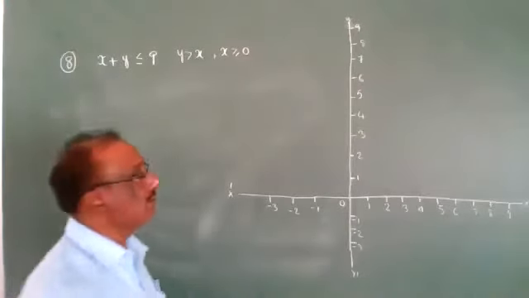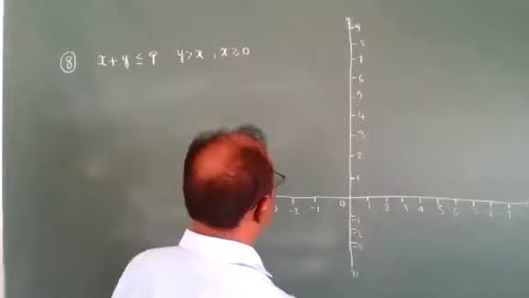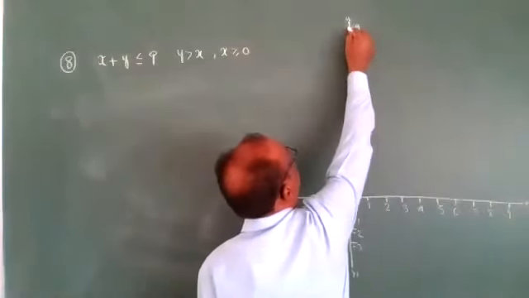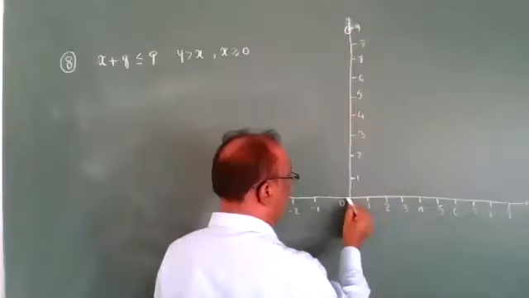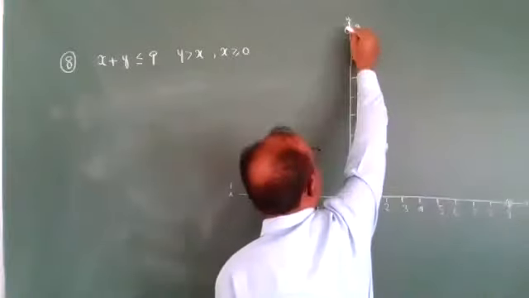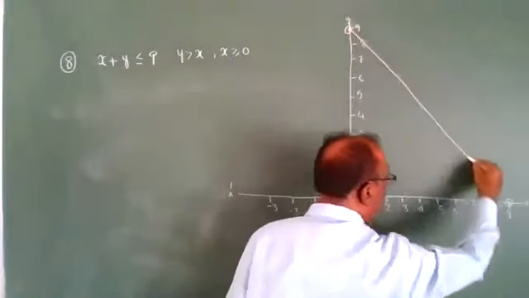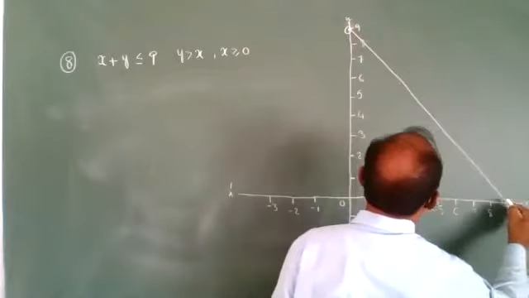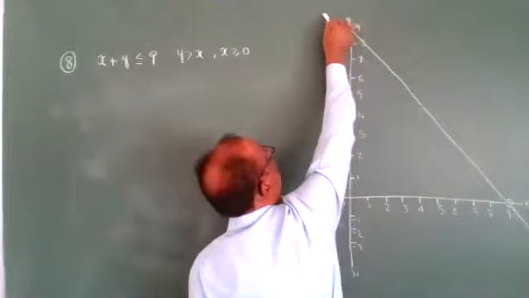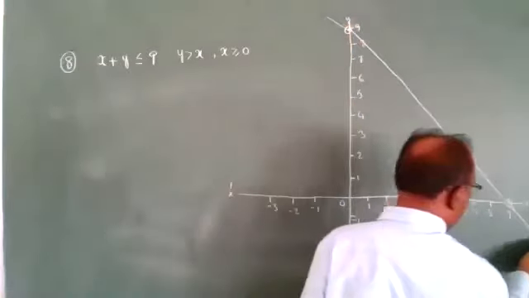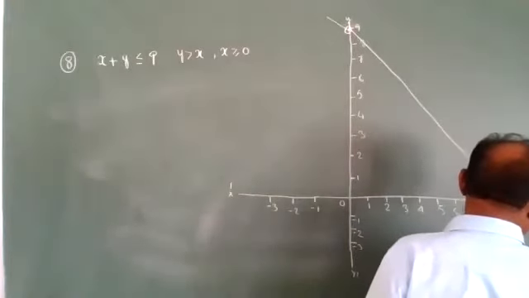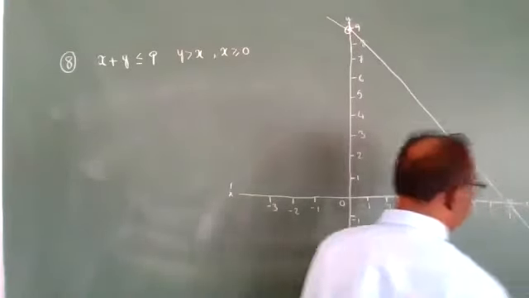Okay, now the first one: in the first table, x is equal to 0, y is equal to 9; y is equal to 0, x is equal to 9. First join these two, everyone. Right? This is the equation. X plus y is less than or equal to 9.